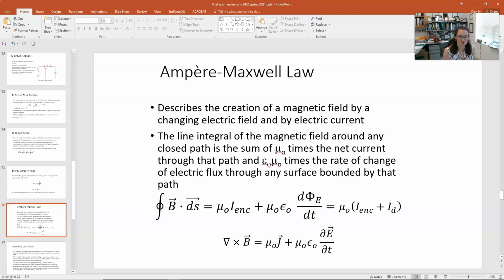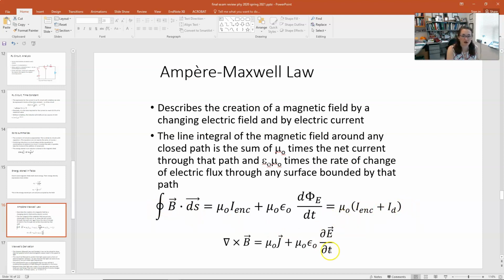And so the full expression in integral form is the integral about the closed loop of B dot ds is equal to mu naught I enclosed plus mu naught epsilon naught times d phi e dt, where phi sub e here is the electric flux, the integral of E dot dA. And you can take that second term in the expression, that epsilon naught d phi e dt, and call it the so-called displacement current I sub d. And so you could write that the integral about the closed loop of B dot ds is equal to mu naught times I enclosed plus I displacement.